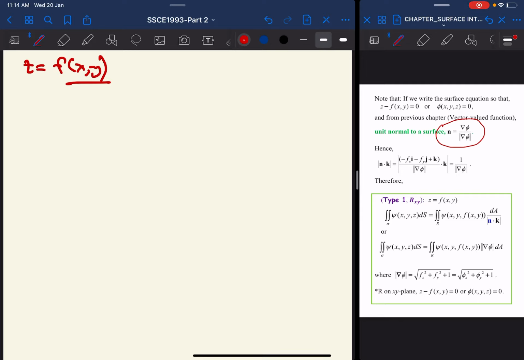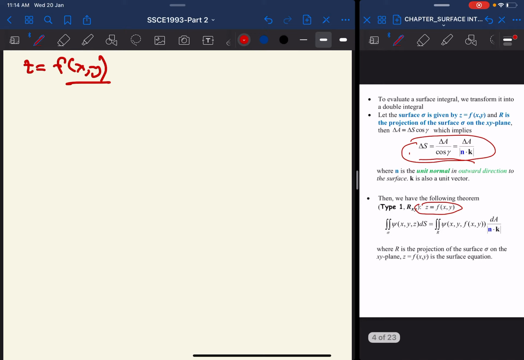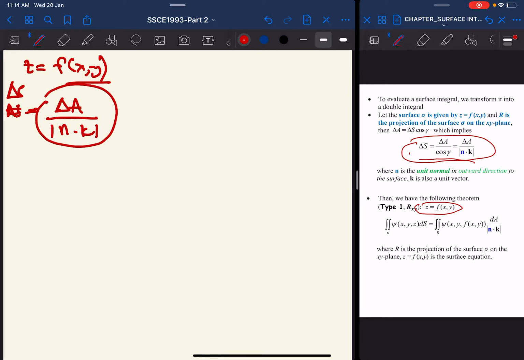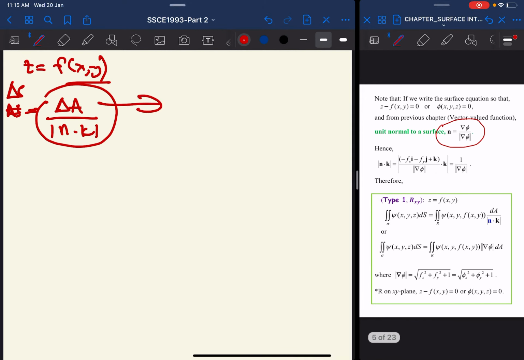From the previous slide, we have that the change of s is equal to the change of A divided by the magnitude of n dot k. Since to solve surface integral we're going to use the idea of double integral, obviously we need to change to dA. So from here we change it to dA. But what about this part?